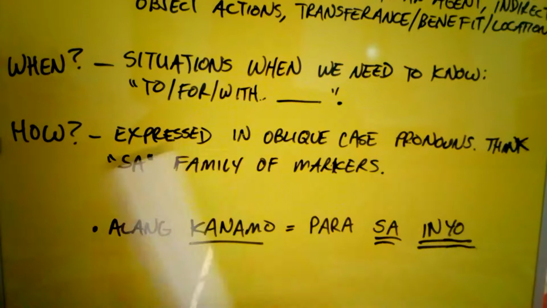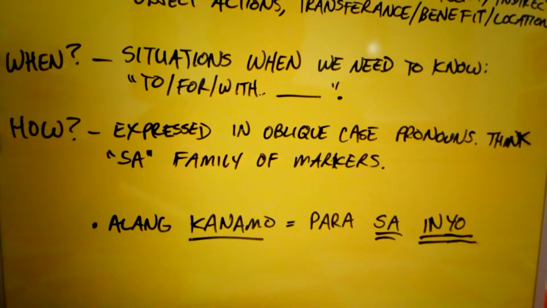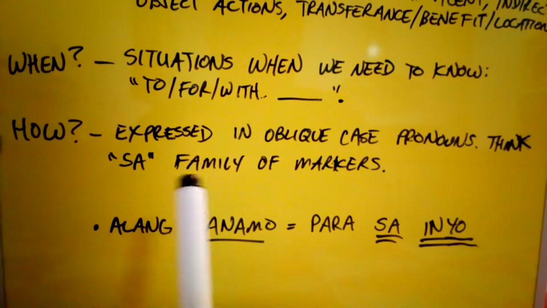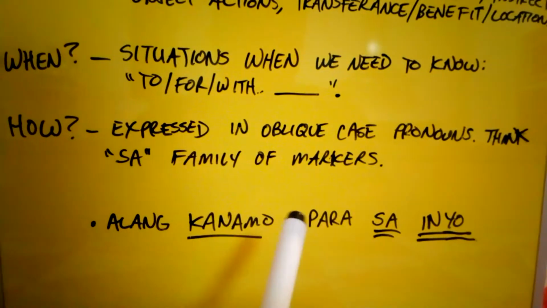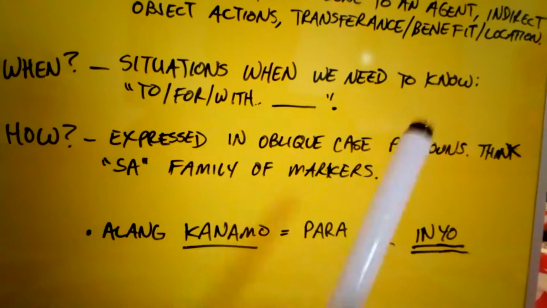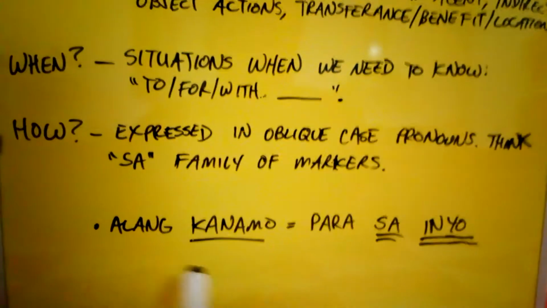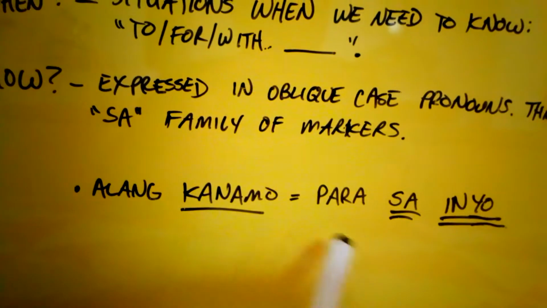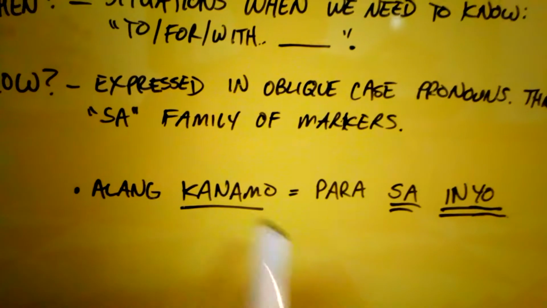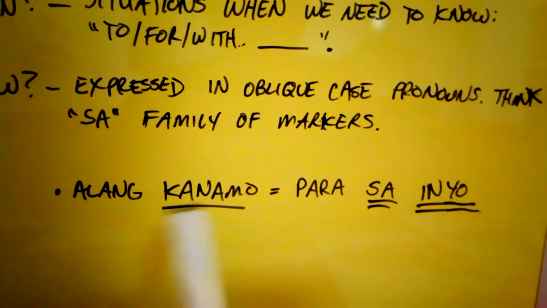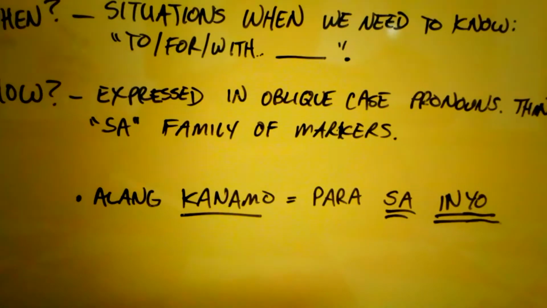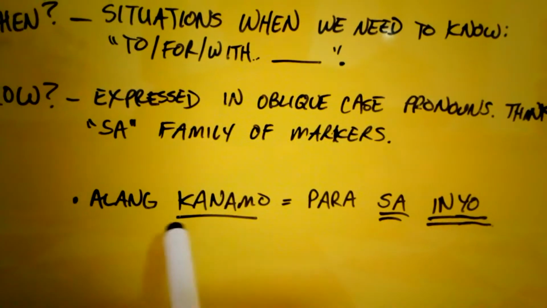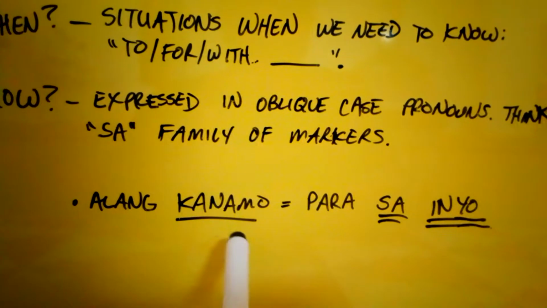Because there's going to be some benefit, transference, or actions going to, for, with something, think about the sa family of markers, right? The sa family of markers. That's one of the things that can trigger the use of the oblique case, right? And our example is down here. Alang kanamo is the same as para sa inyo. They're both synonymous. They both mean the same thing. One of them is written in this oblique case.